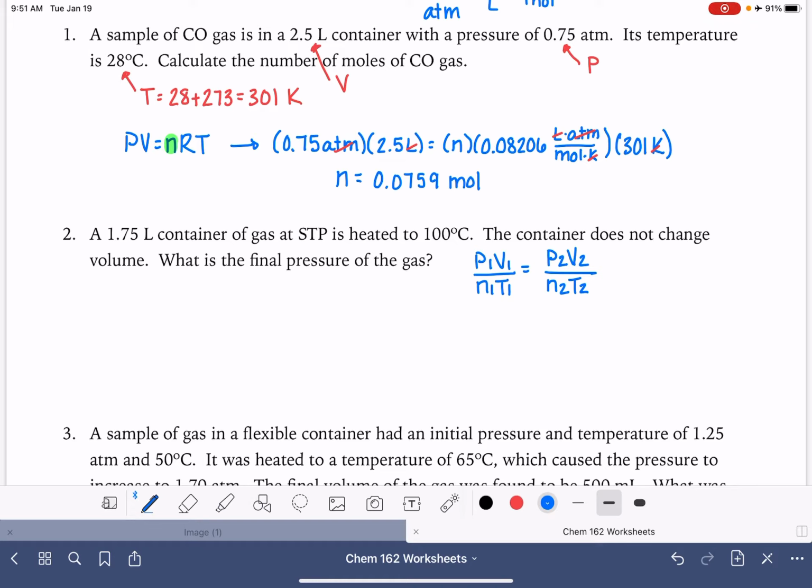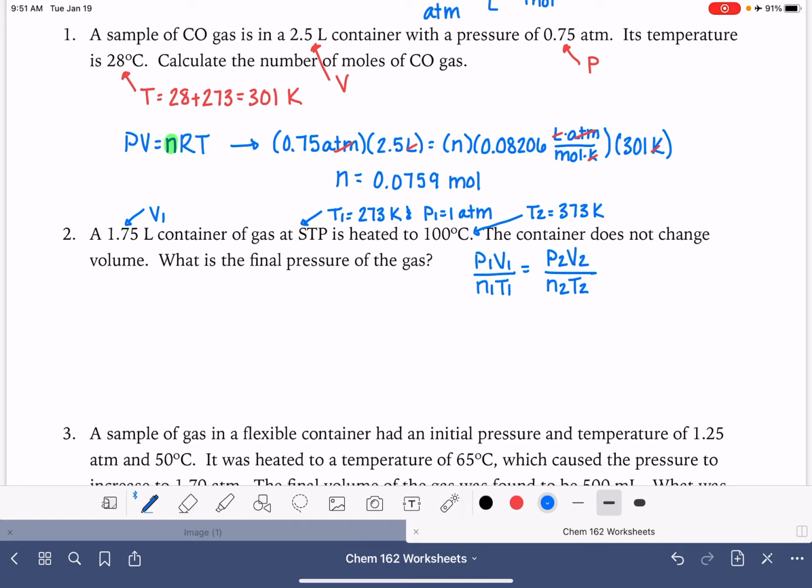It says we have a 1.5 liter container, so that's going to be our V1. It is a gas at STP. STP is standard temperature and pressure. So standard temperature, this is our initial temperature, is 0 degrees Celsius, which is 273 Kelvin. And then our standard pressure, P1, is 1 atmosphere. It tells us that it's being heated to 100 degrees C, so that's our T2. Our T2 is going to be 373 Kelvin.